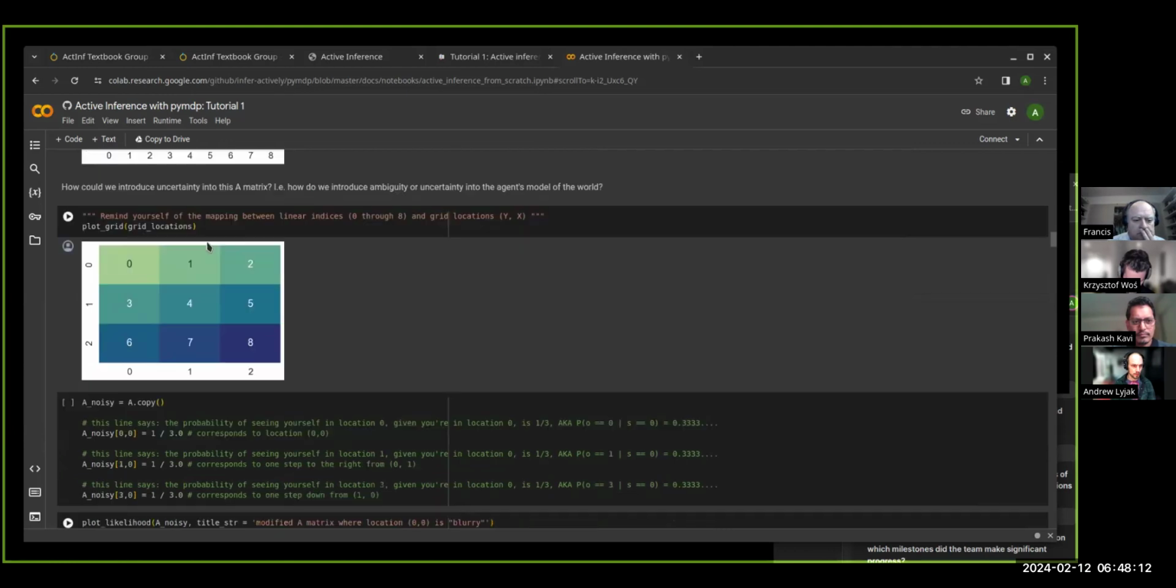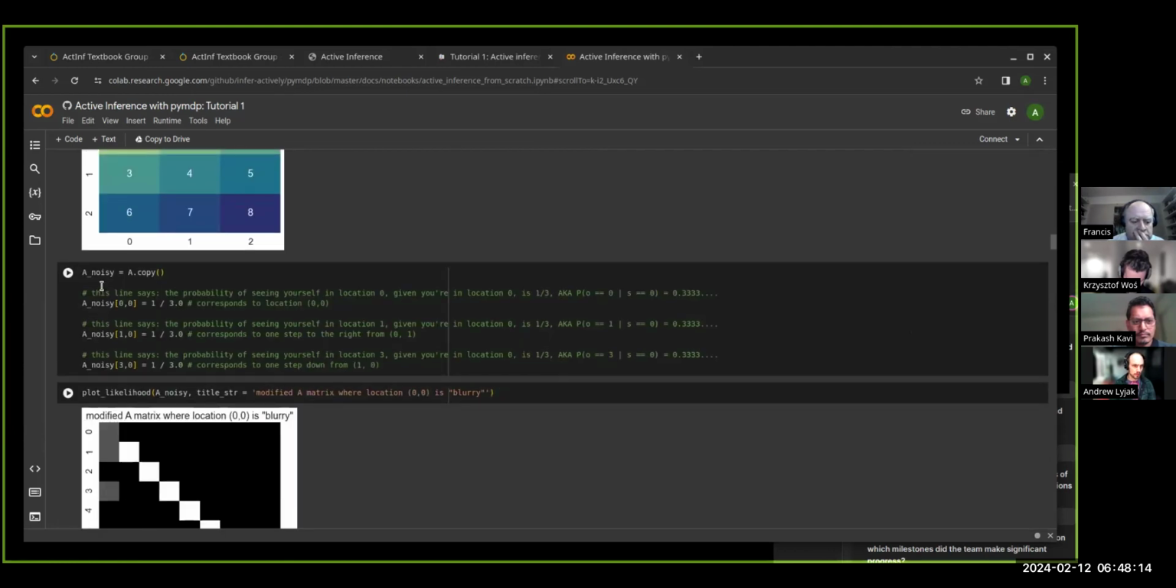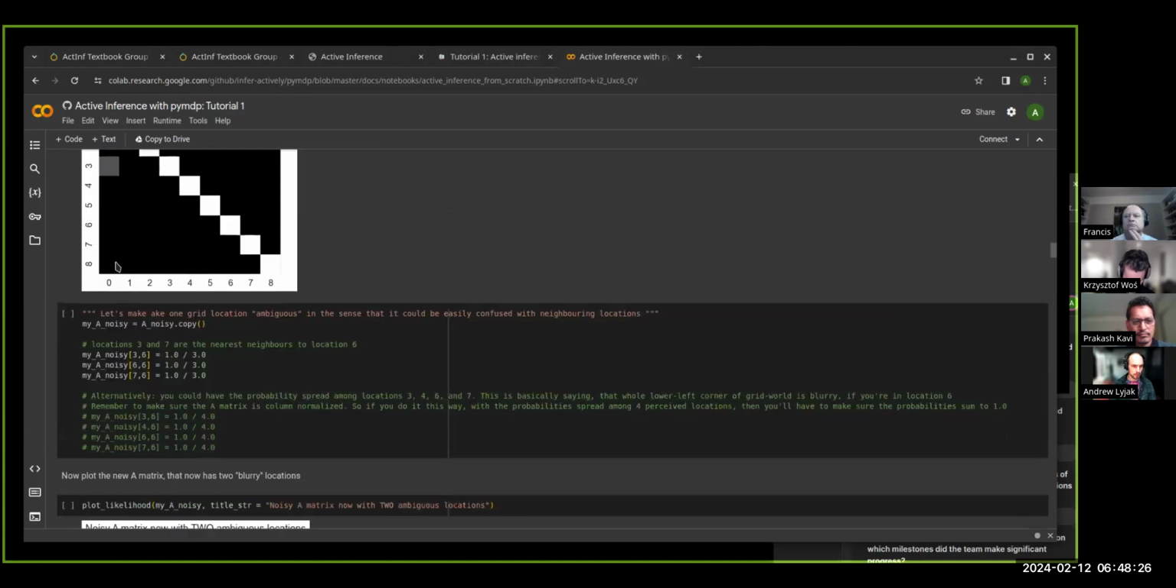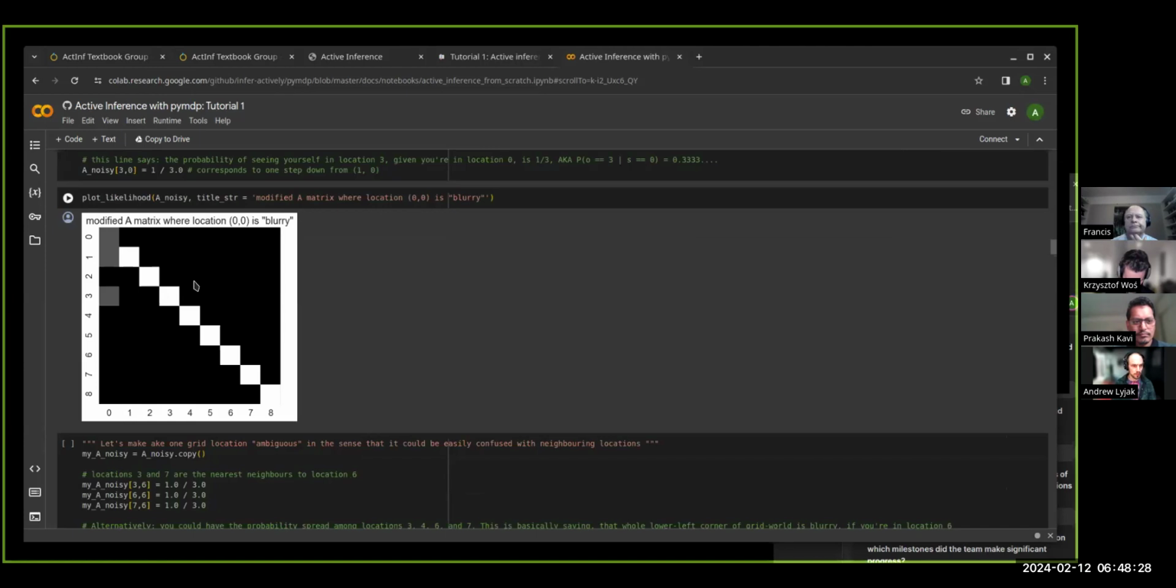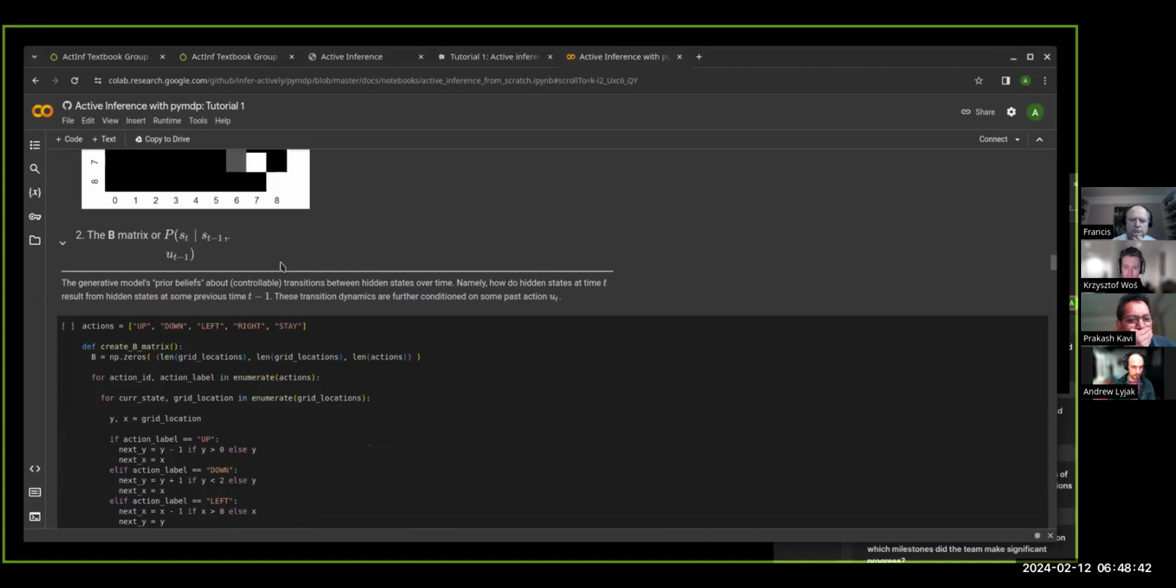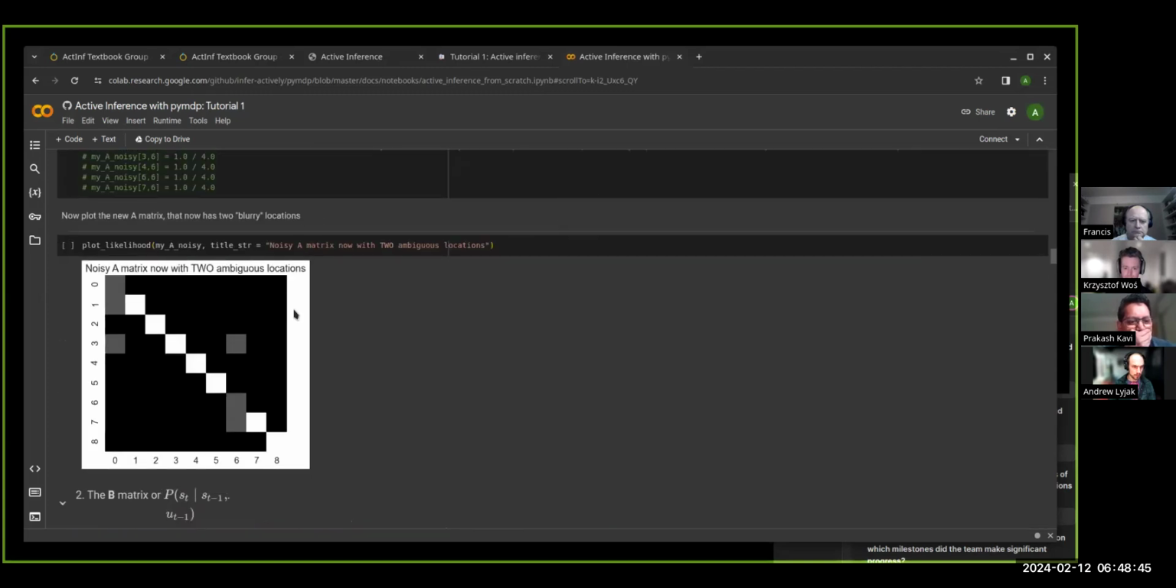Here, and then they make a noisy A with some different noise patterns. So here, observation 0 is ambiguous whether it maps to 0, 1, or 3. So following in the grand SPM tradition, even very large generative models can be specified with these grayscale heat maps. It's actually really cool. 2 ambiguous locations, now 6 is ambiguous as well. Okay, so that's A. So we have a few different A matrices.